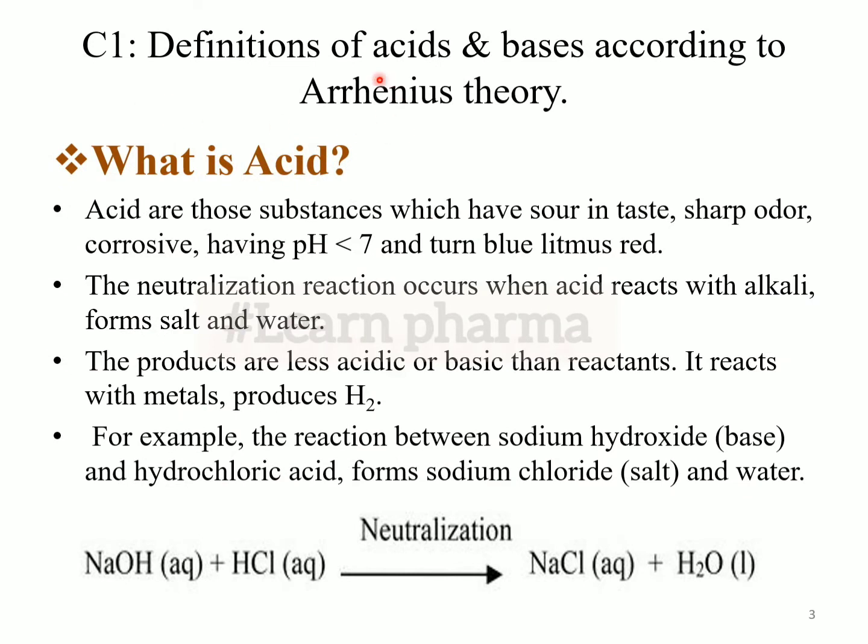In this video, we are discussing acids and bases according to the Arrhenius theory. The Swedish scientist Svante Arrhenius in 1884 proposed the concept of acids and bases based on the theory of ionization. Before going in depth into this Arrhenius theory, first we will see what acids are in general. Acids are substances which have a sour taste, sharp odor, are corrosive, have a pH less than 7, and usually turn blue litmus to red.